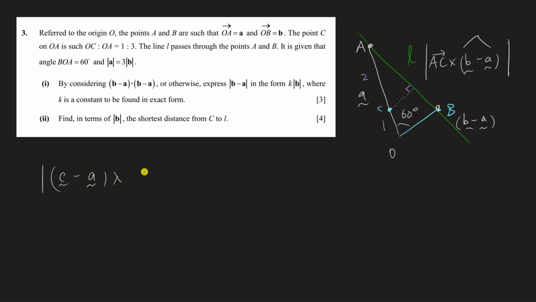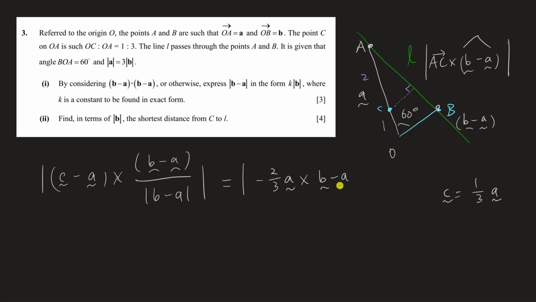Cross B minus A hat is B minus A over mod B minus A. Luckily for us, we have found this in the previous part, but I'm going to sub in the final few steps. So this is the answer already. We just have to evaluate it. What is C minus A? C is actually just 1/3 of A, am I right? C to A, 1:3. Therefore, this can be written as negative 2/3 A cross B minus A over mod B minus A.